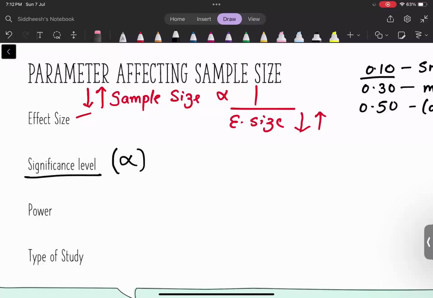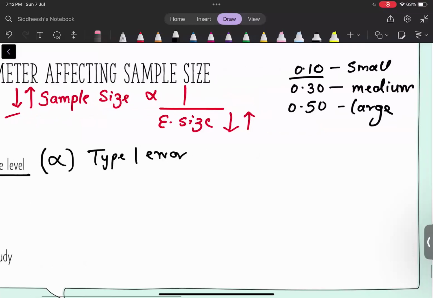As per this definition, this is what a type 1 error is. Correct? So what is the definition? It is nothing but the probability of rejecting the null hypothesis when it is actually true. Correct? That is what is known as a type 1 error.